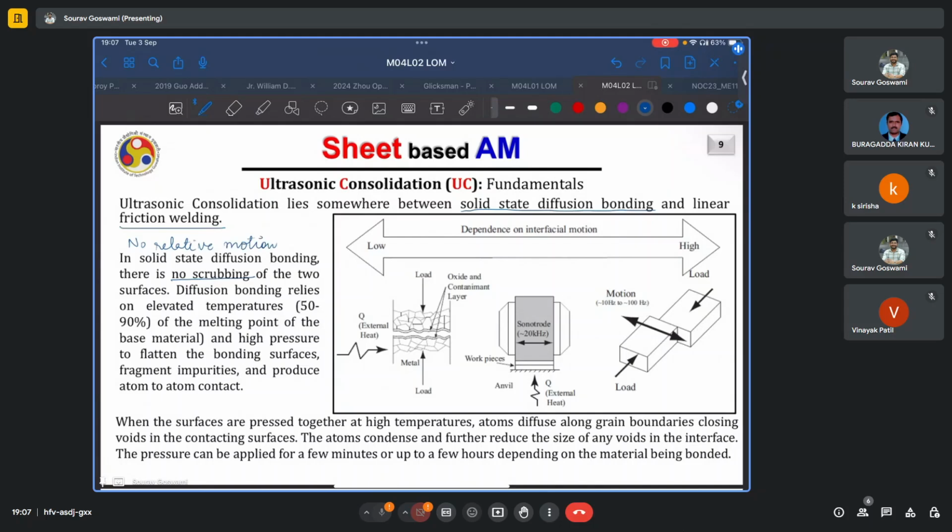The diffusion bonding relies on elevated temperatures, so you have a lot of heating, 50 to 90% of the melting point of the material, and high pressures as well. Again, the surfaces must also be cleaned thoroughly for such a diffusion couple to be made. To flatten the bonding surfaces, fragment any impurities that might remain, and produce atom to atom contact, because here you are relying on diffusion for bonding to occur. You have this boundary between the two surfaces, and you want to join them via diffusion. So you must affect the transport of atoms, say, from one interface to the other.